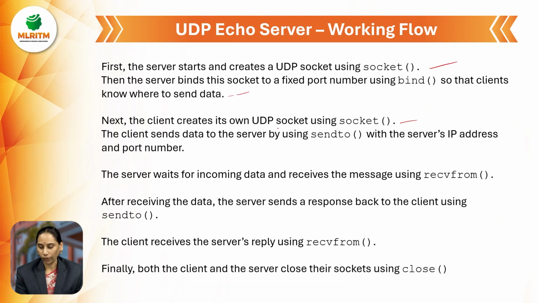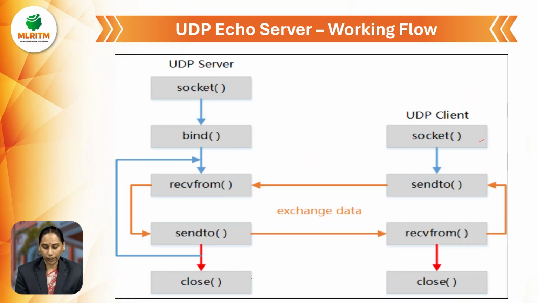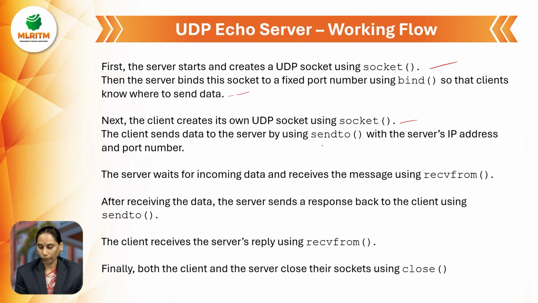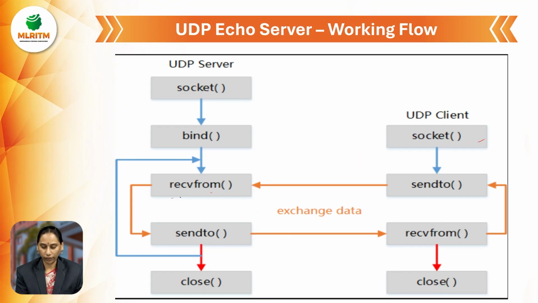Next, the client creates its own UDP socket using the socket function. The client sends the data to the server using sendto with the server IP address and port number. The server waits for the incoming message using recvfrom.